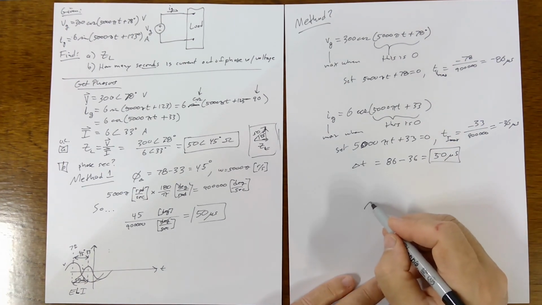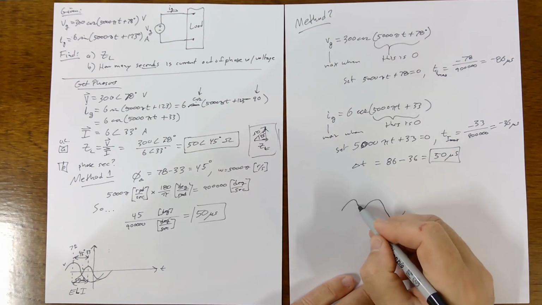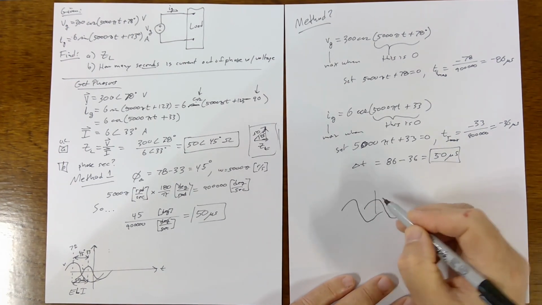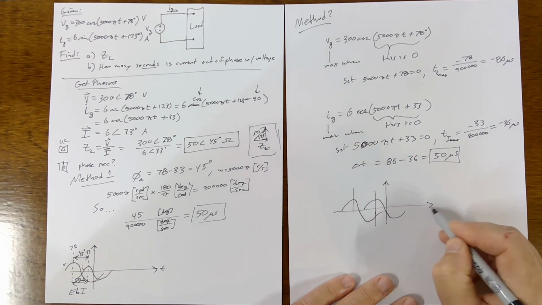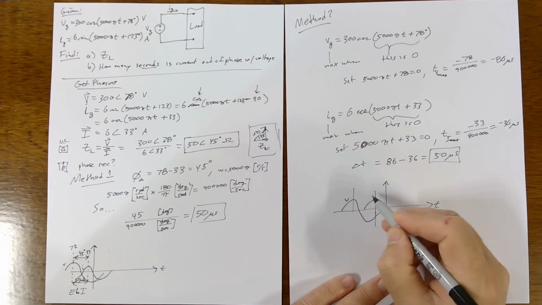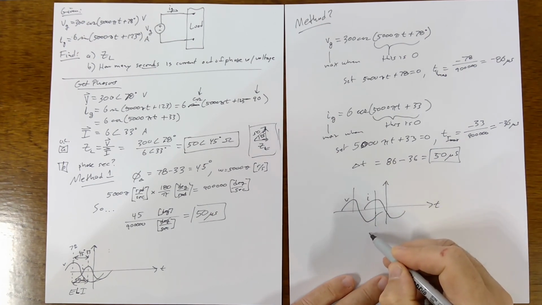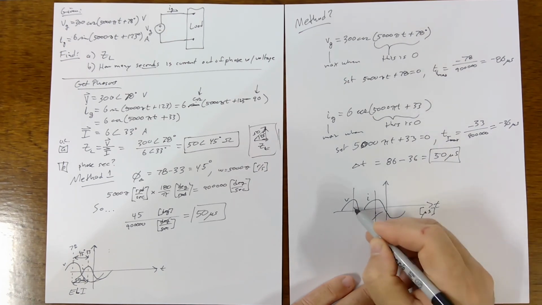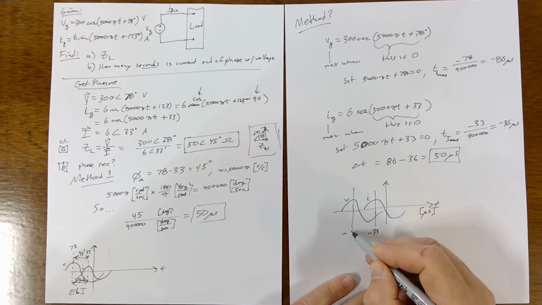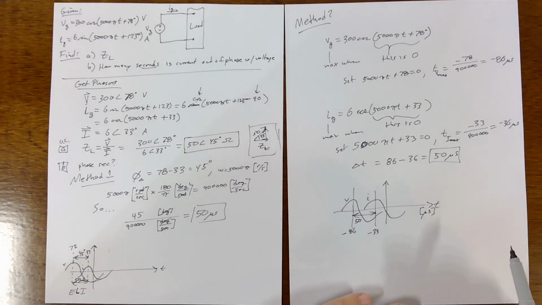You could graph it if you wanted, and so on the axis, let's see, v is here and I. So this is minus 36. If this were microseconds units, and this is minus 86 microseconds. The difference between the two is 50 microseconds. Okay.